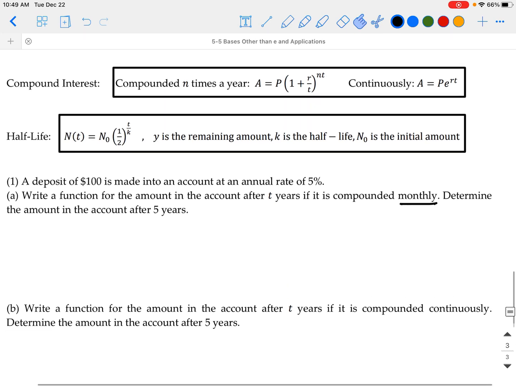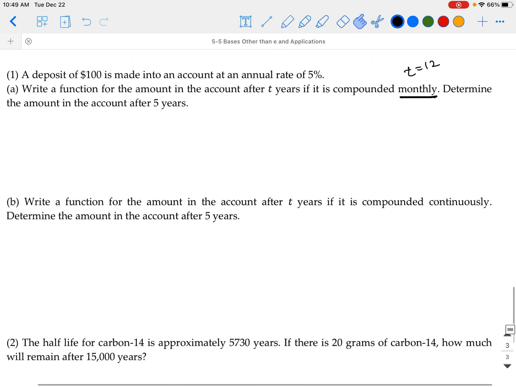All right, so we've got our compound interest formula up at the top. So note compounded monthly means n is equal to 12, and this should be n, since n is the number of compoundings. So determine the amount in the account after 5 years.